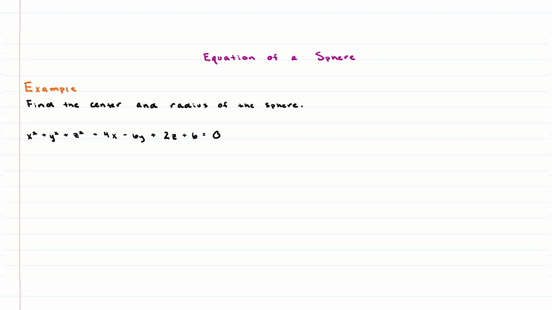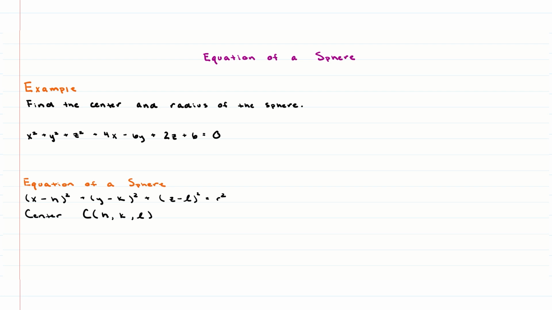So let's take a look at the equation of a sphere. It is (x minus h) squared plus (y minus k) squared plus (z minus l) squared equals r squared, where h, k, and l make up our center point and r represents our radius.